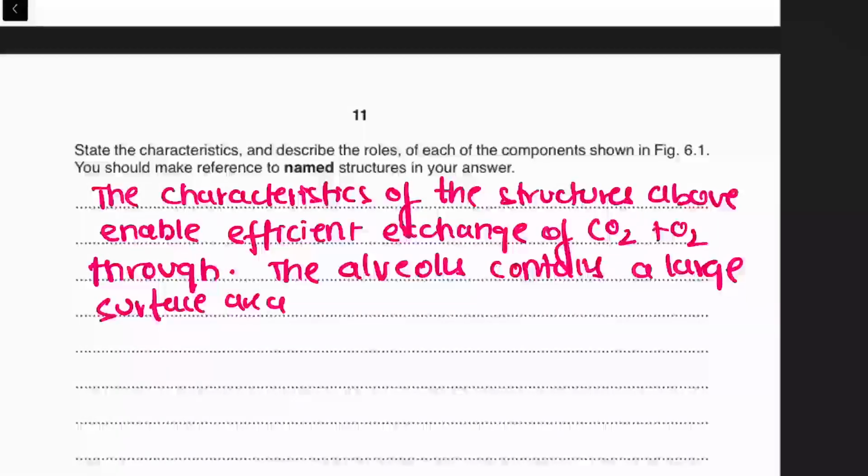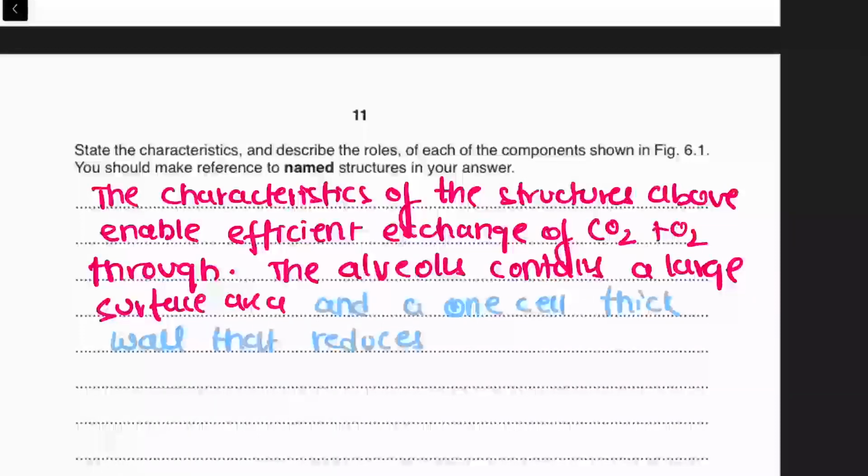Alveolus contains a large surface area and a one cell thick wall that reduces diffusion distance, right? The one cell thick wall reduces diffusion distance, enabling faster diffusion, right? So that reduces diffusion distance.